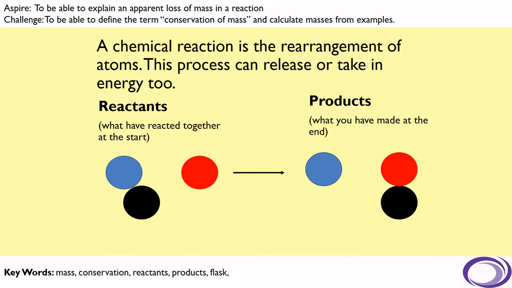We can see this on this slide too. So on the left, we've got the reactants, and that's the chemicals that are going to react together at the start, and we've got one blue atom, one black atom joined together, and then one red atom on its own. And when those react, we form one blue product, and the red and black atoms join together and form a different product. I've got the same number of atoms, so I'm going to have the same mass on either side of this reaction. I'm going to have the same mass of the reactants as is equal to the mass of the products. Now these processes can release or take in energy too, but today we are just looking at the mass involved.